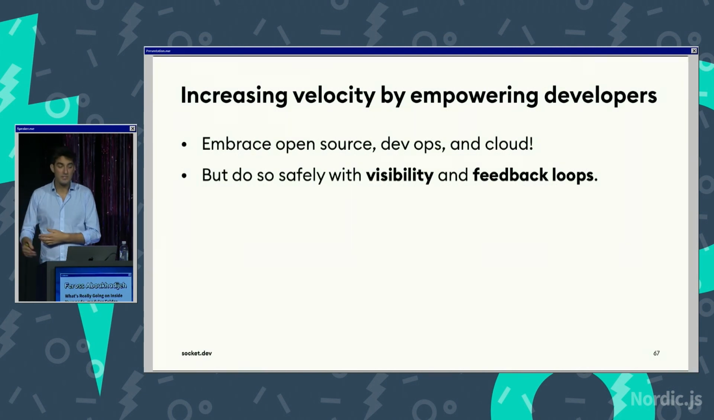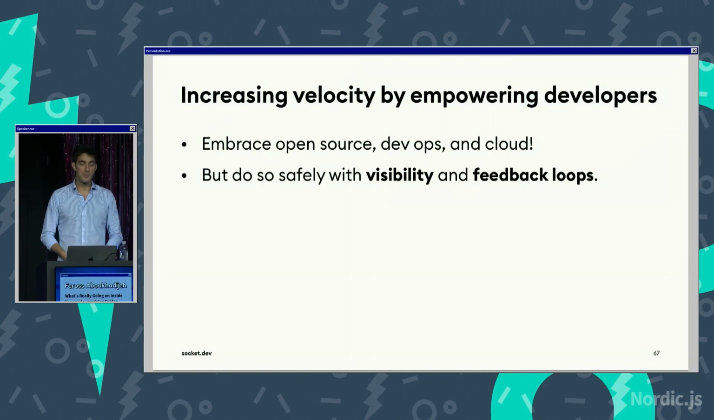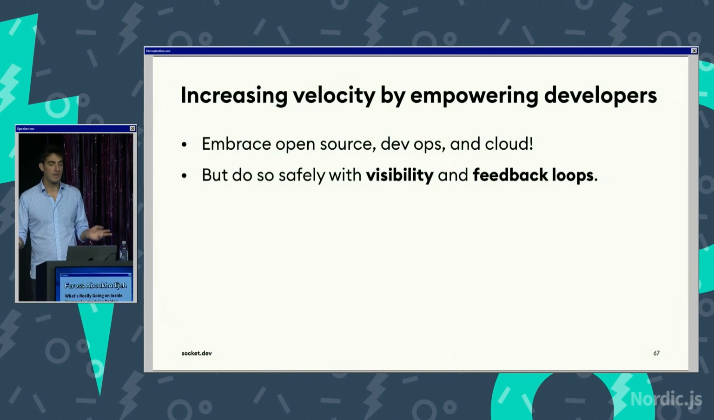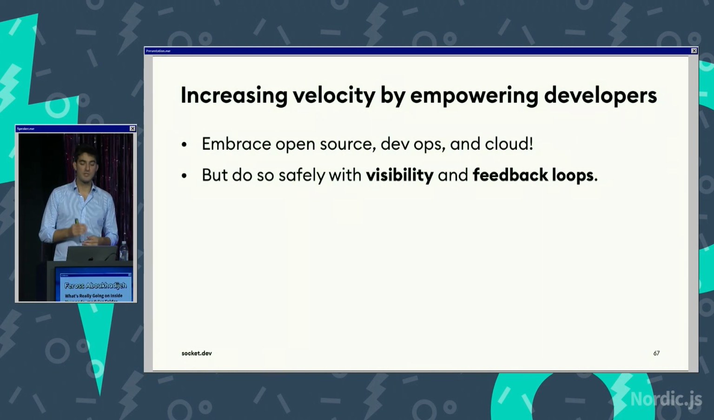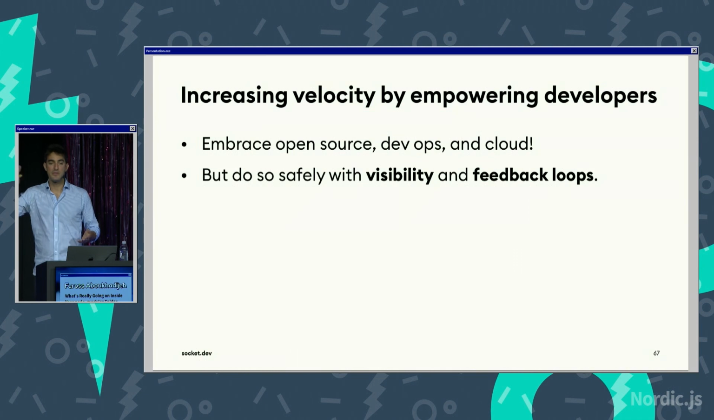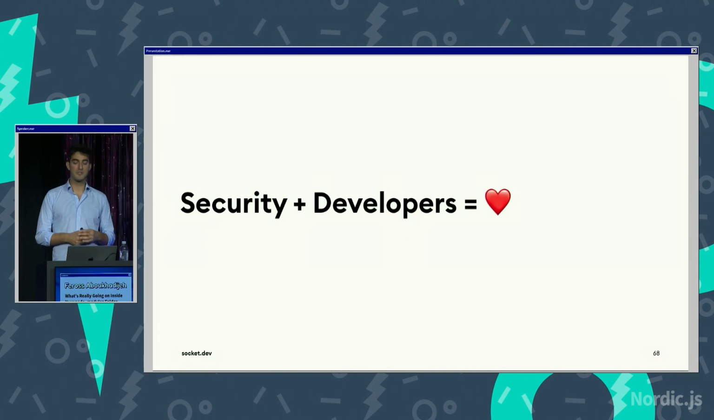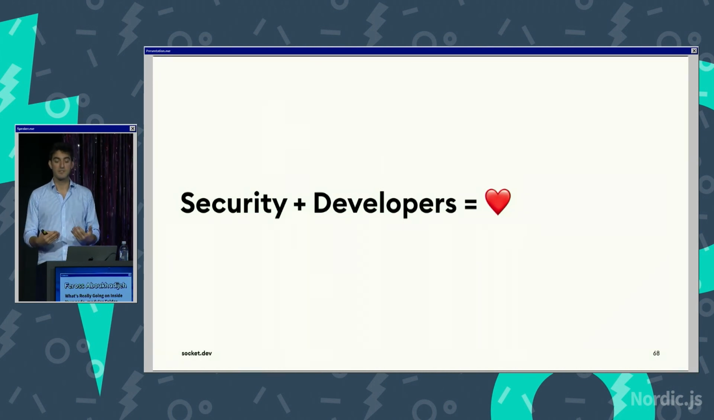We can keep going fast. We can use all the cool stuff, open source, DevOps, cloud. We can ship quickly, but we can do so safely with visibility and feedback loops if we build this into how we do our development. But we need tooling and automation to do it. So security teams and developers can be on the same team. Both teams, both security and developers, want to ship quality software that's secure. And I think in the new age of DevOps, we can do this with tools like Socket.